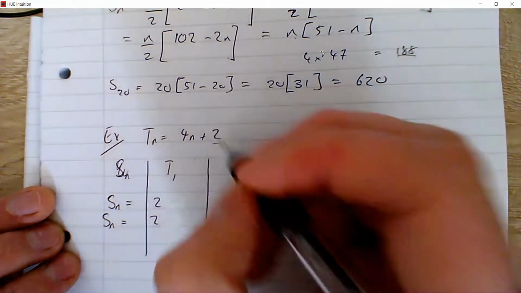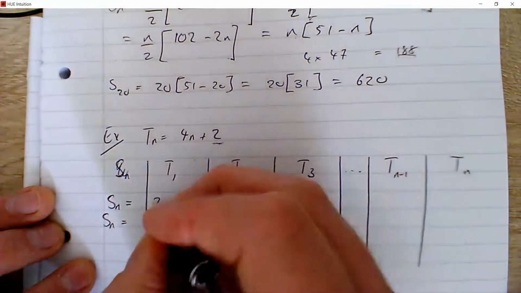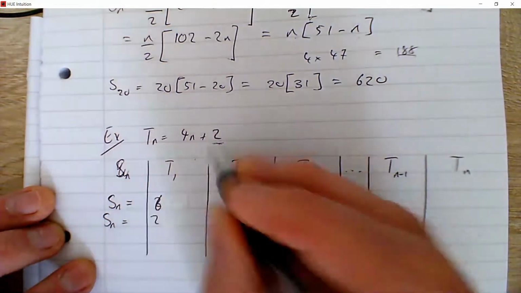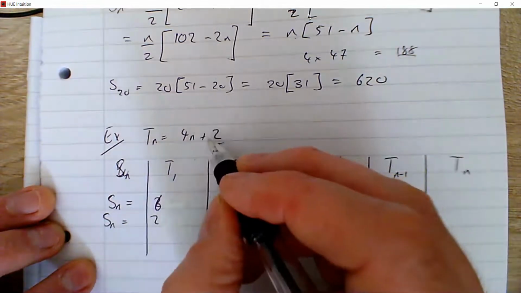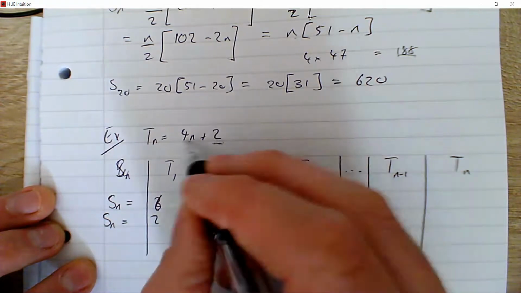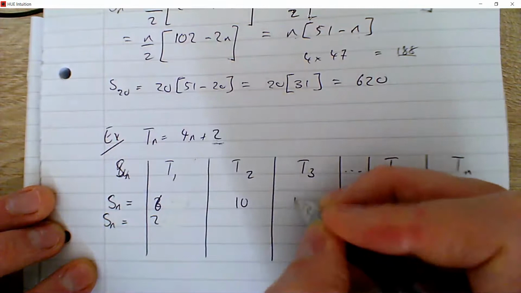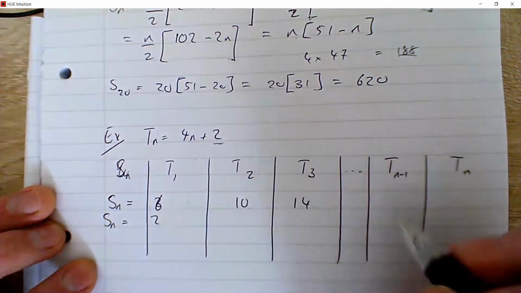It's not, excuse me. First term is 6. You plug a 1 in there. Okay, and you plug a 2 in there, you're going to get 8 and 2 is 10. You plug a 3 in there, you're going to get 14. You plug a 4 in there, and so on.